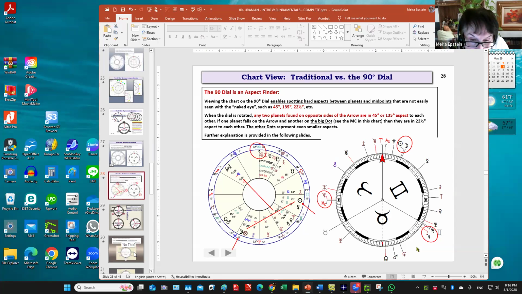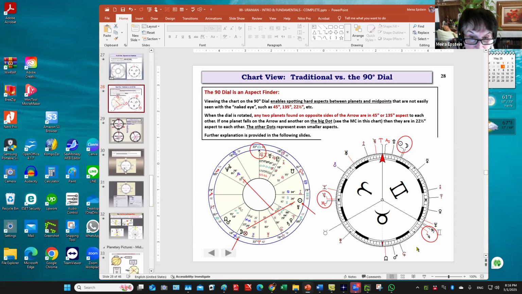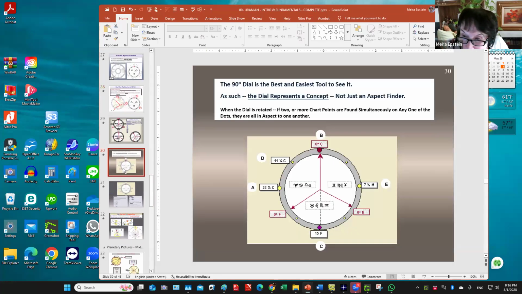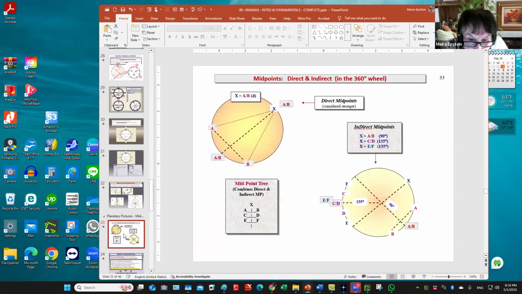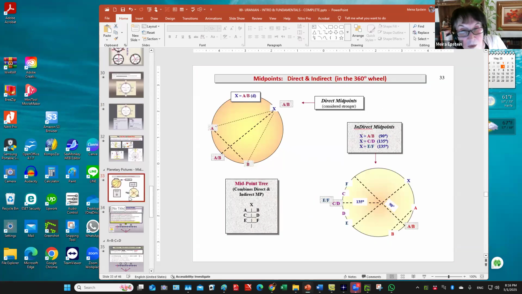Okay. I think we've seen enough on this part of the demonstration, because some of it is my old material, the same thing over and over. Now I want to talk a little bit more about midpoints and finish the job. And then we'll move to the midpoints on the dial itself. So, about midpoints.